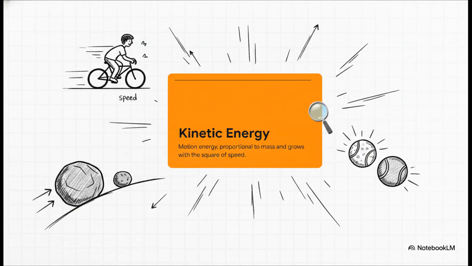Or think about rolling different sizes of rocks down a hill. A massive boulder has way more kinetic energy than a tiny pebble moving at the exact same speed. Or, to use a classic example from the standards, imagine getting hit by a lightweight wiffle ball versus a heavy tennis ball. The mass and the speed dramatically change the kinetic energy you feel on impact.